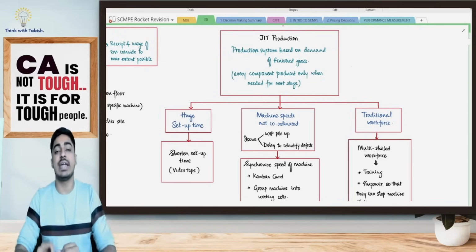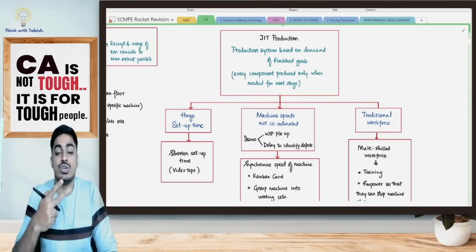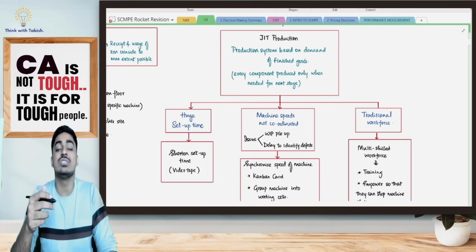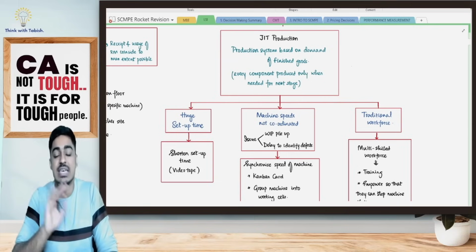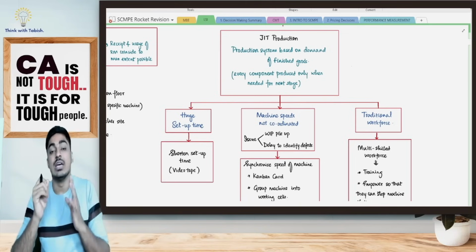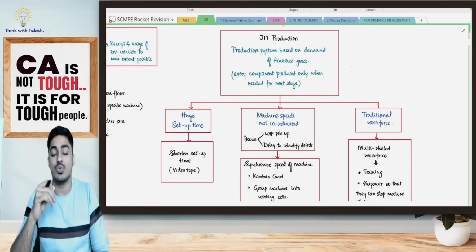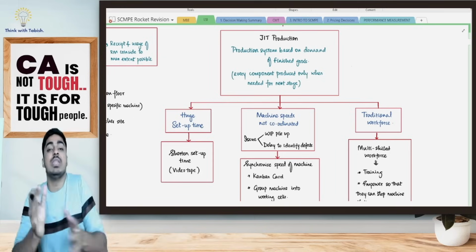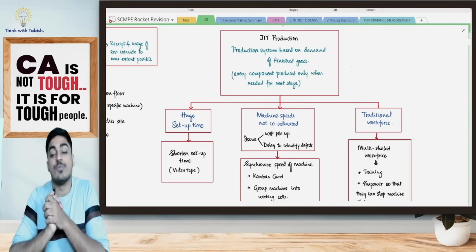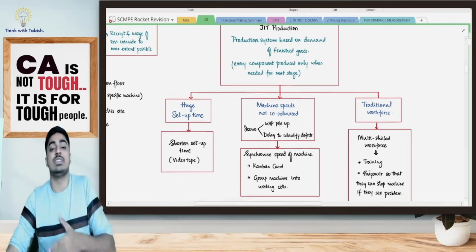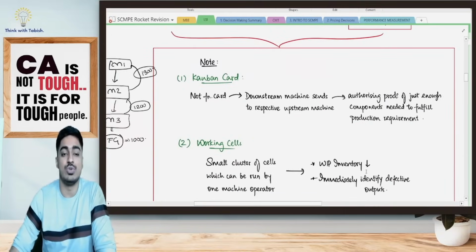Now, to overcome that, they have given two solutions. One is the Kanban card. One more is grouping your machines into working cells, or else cellular manufacturing. What are they? We'll discuss. And finally, the traditional workforce was doing only one type of work. We want a multi-skilled workforce who can operate multiple machines at the same time, and do minimal minor maintenance as well. So for that, we have to give them training, and also empower them so that they can stop the machine if they see any issues.